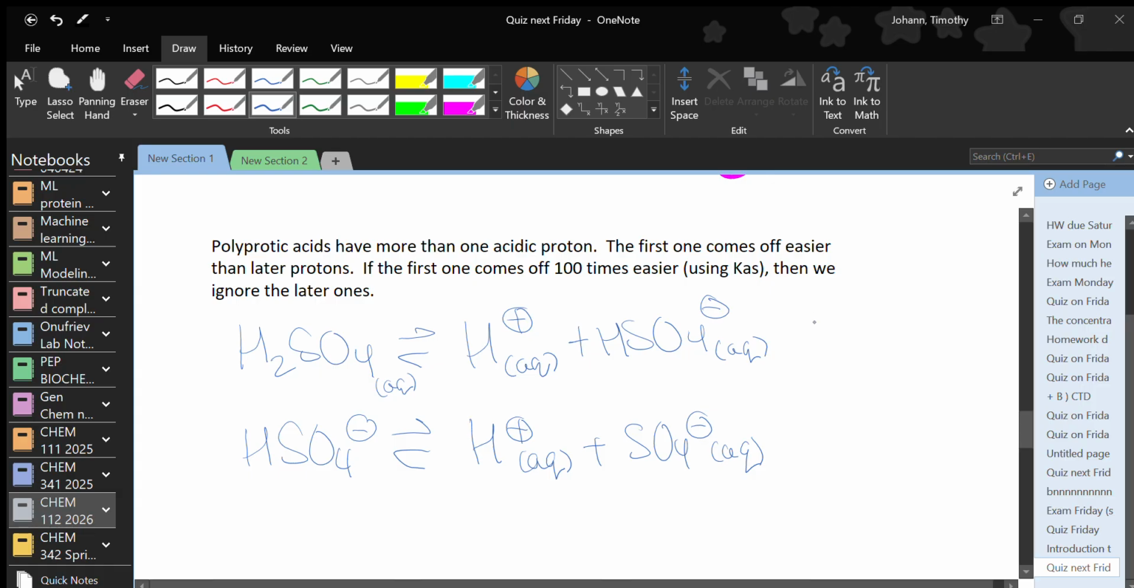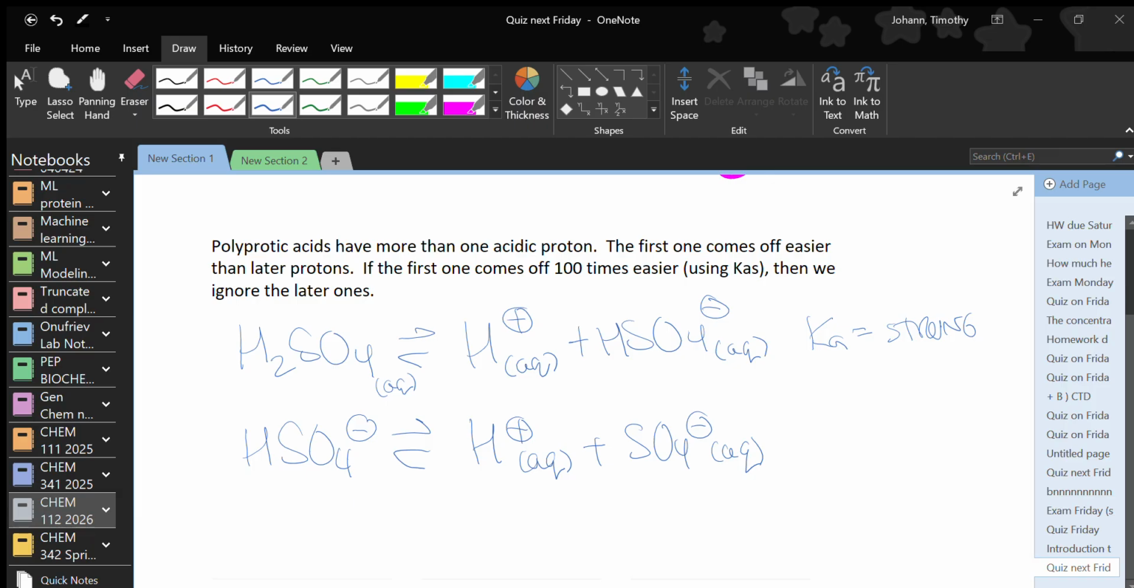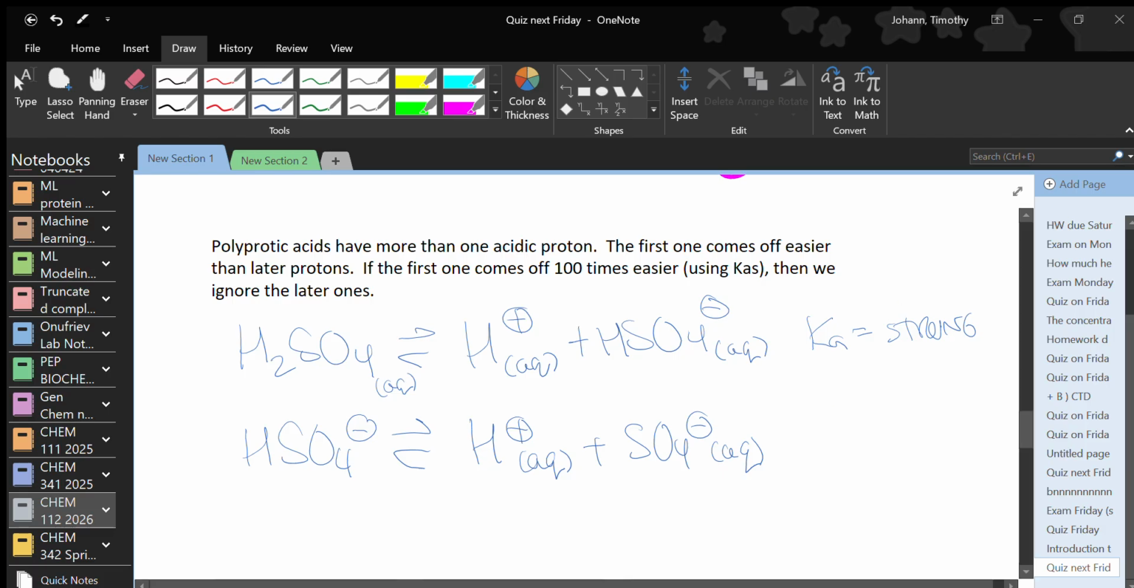And so this first one, I'm going to say the Ka, and I'm going to write equals strong. It's bigger than 1. It's much bigger than 1. Sometimes it's really hard for people to measure these, but we just say that's strong. So that's going to fully dissociate. But we know it's bigger than 1.